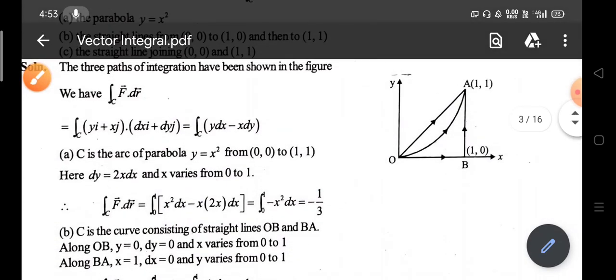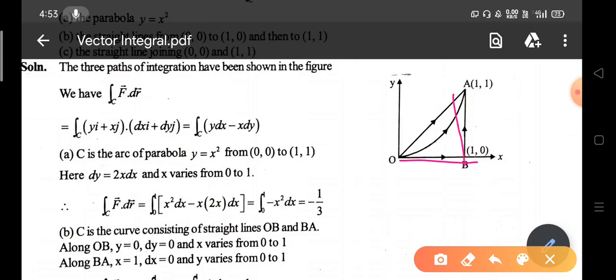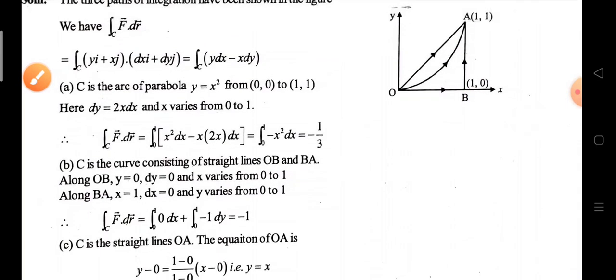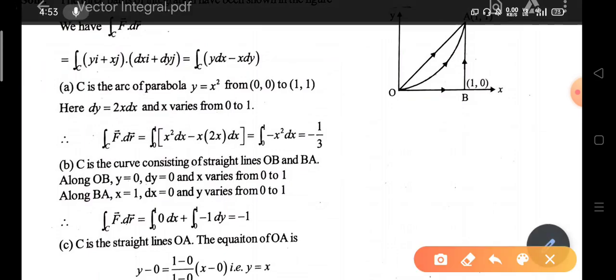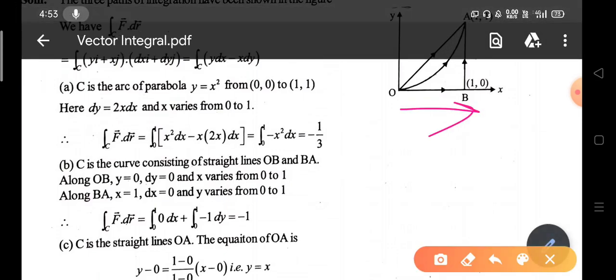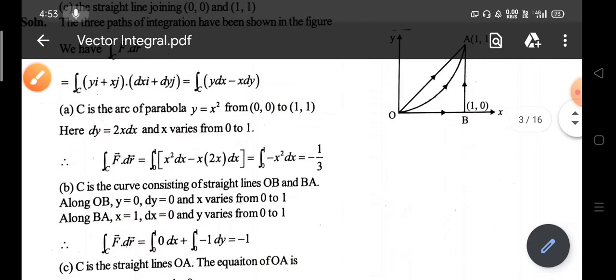Suppose I am taking the second path, that is from O to B, then B to A. What will happen here? You have to note the two different paths. Along O to B, y is 0, so dy will be 0, but the change in x is from 0 to 1. Along B to A, x is 1, so dx is 0 because there is no change, but y is changing from 0 to 1. So for the first path you have to take the change in dx, and for the second path you have to take the change in dy. So what will happen to F dot dr?